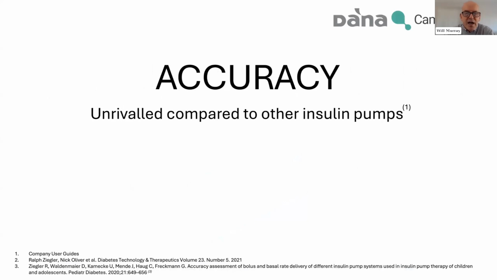So I did mention accuracy earlier, and you may never actually read the information at the back of a user guide, but all the companies put all the technical stuff at the back of their user guides, and accuracy is listed there as well. And we're very pleased that the Dana pump is the most accurate pump, looking at that information. The error is around plus or minus 4% at these tiny, tiny little doses.